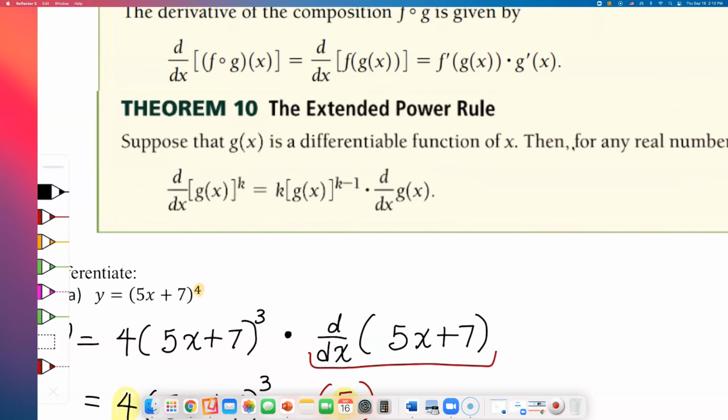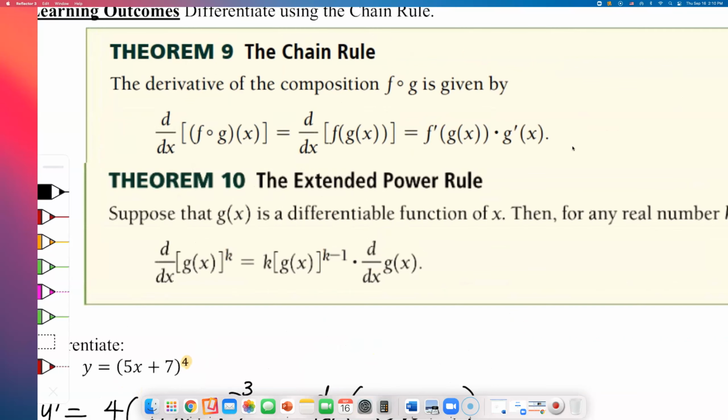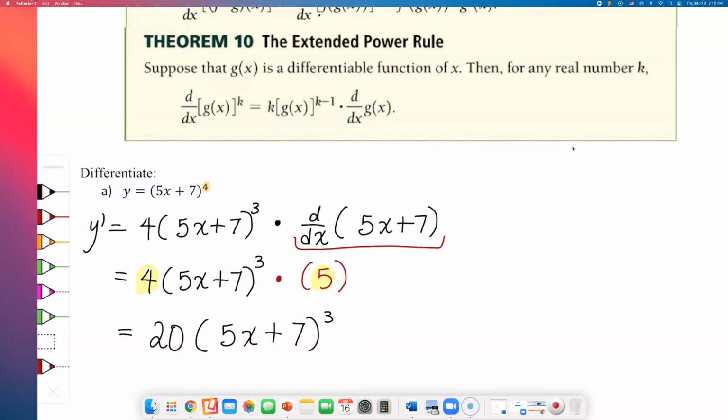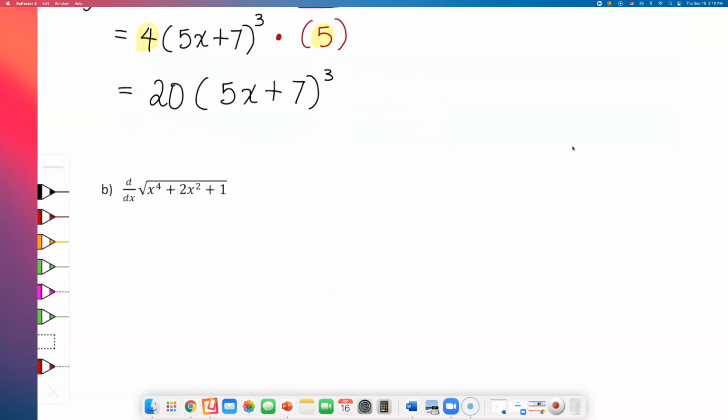If you have a composition of function, take the derivative of the f of x, the big outside function first, and take the derivative of the inside function. This function notation looks confusing, but it's just about take the derivative of the outside multiplied by the derivative of the inside function. So I'm going to show you another example.